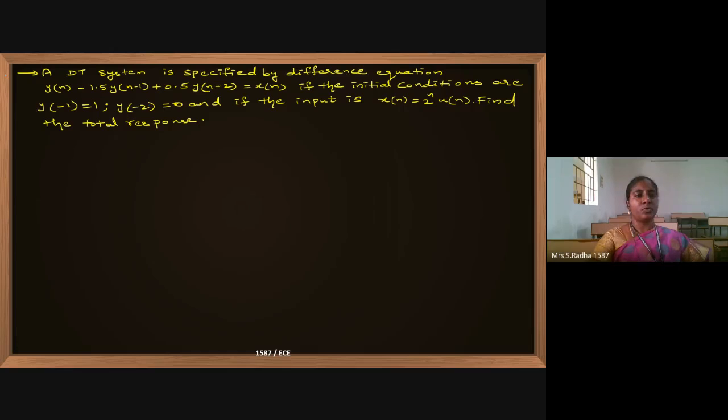Okay, I will go to the solution. We already know the total response is nothing but the natural response plus the forced response. The total response can be written as y total, the natural response as y natural, and the forced response as y F.